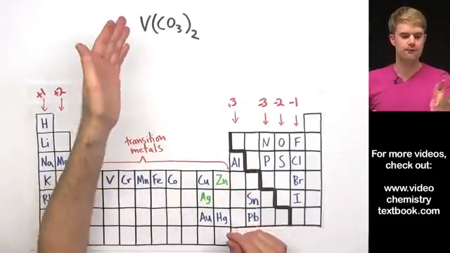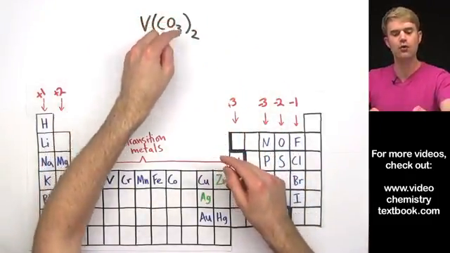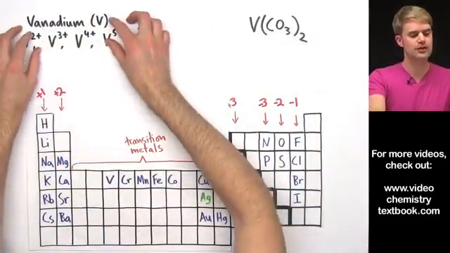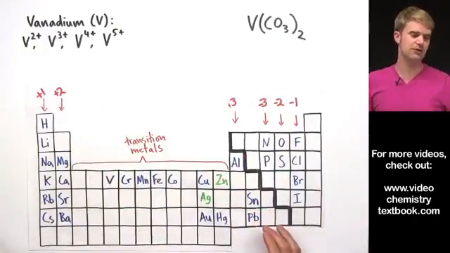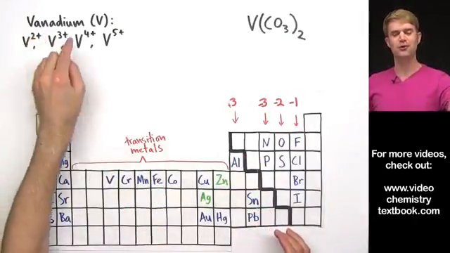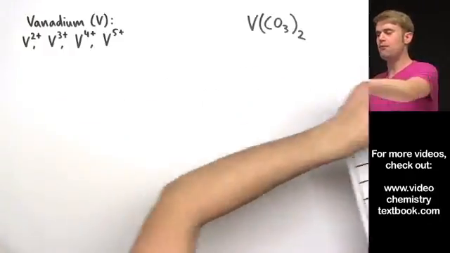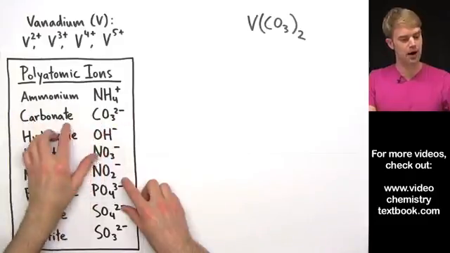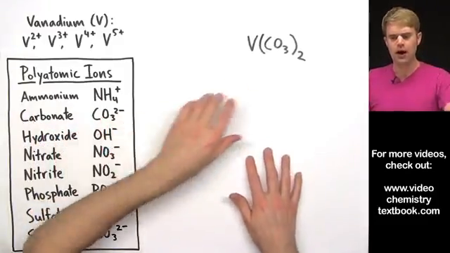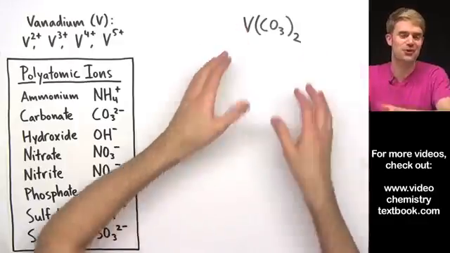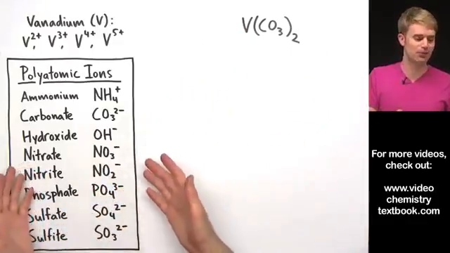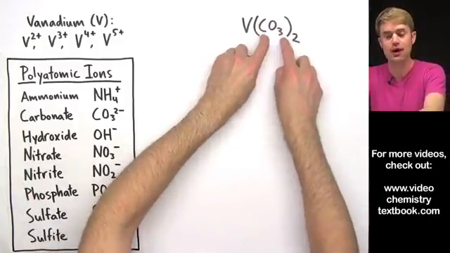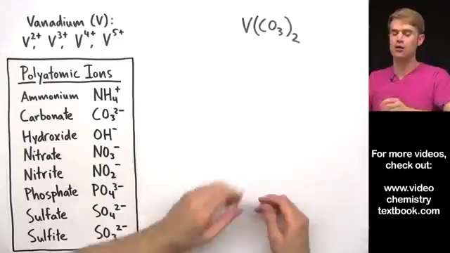Here's our last one. V, then parentheses, CO3, 2. So the V here is vanadium, which is a transition metal that's able to make 4 different types of ions: 2+, 3+, 4+, and 5+. Now, the CO3 here is a polyatomic ion. It's the polyatomic ion carbonate. So, how did I know that? Well, obviously I wrote the question. But this is a good example of when it makes sense for you to learn the polyatomic ions, so that if you see them in a problem like this, you can just recognize them right away.